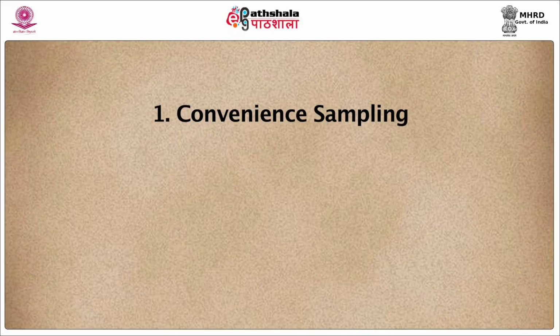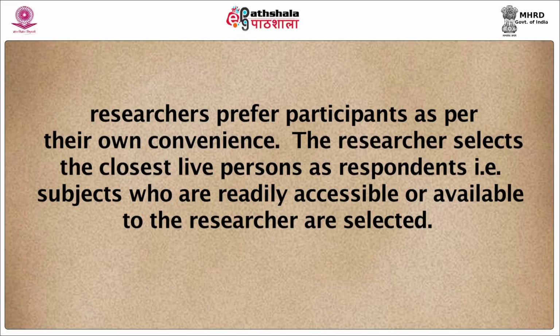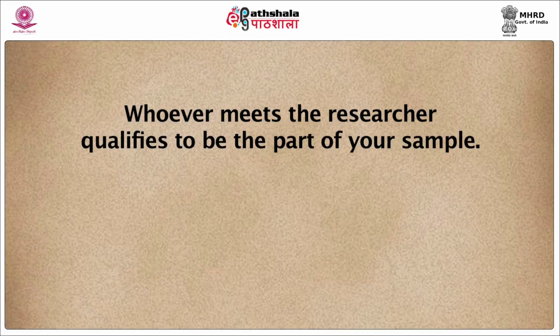1. Convenience sampling. In this type of sampling, researchers prefer participants as per their own convenience. The researcher selects the closest persons as respondents, that is, subjects who are readily accessible or available to the researcher are selected. For example, you will choose your classmates and friends for the study as per your convenience. In other words, in this type of non-probability sampling method, whoever meets the researcher qualifies to be a part of your sample.